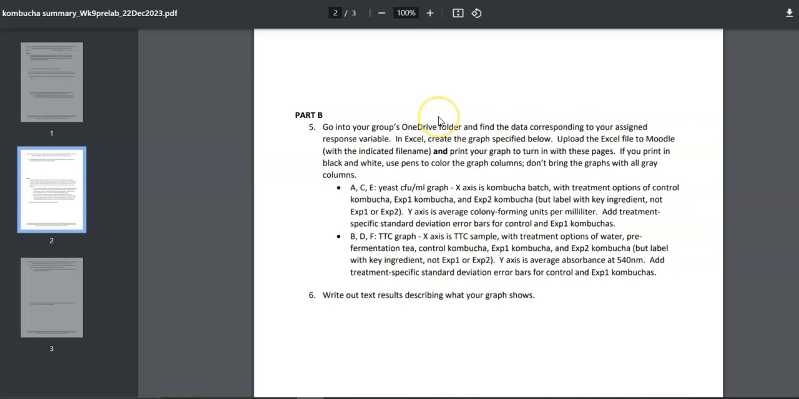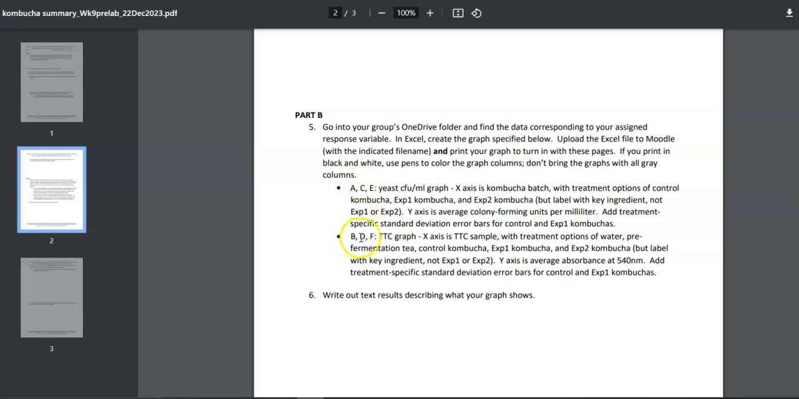For Part B is results and conclusions. And so you're going to make a graph. The graph that you make will be determined by the notebook person that you were on week 8. So if you are person A, C, or E, then you'll need to make a CFU per mil graph, and hopefully these numbers are in your OneDrive folder. If not, they should be in your notebook, and you can just zip by the lab room and get those.